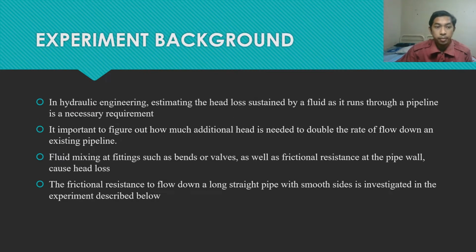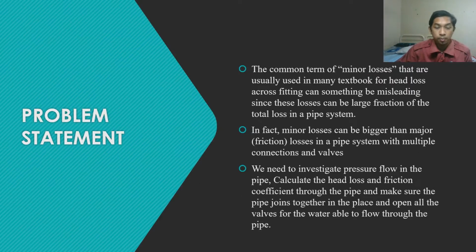Next is the experiment background. In hydraulic engineering, estimating the head loss sustained by a fluid as it runs through a pipeline is a necessary requirement. It's important to figure out how much additional head is needed to double the rate of flow down an existing pipeline. Fluid mixing at the fitting, such as a bend or valve, as well as frictional resistance at the pipe wall, can cause a head loss. The frictional resistance to flow down a long straight pipe with a smooth side is investigated in the experiment described below.